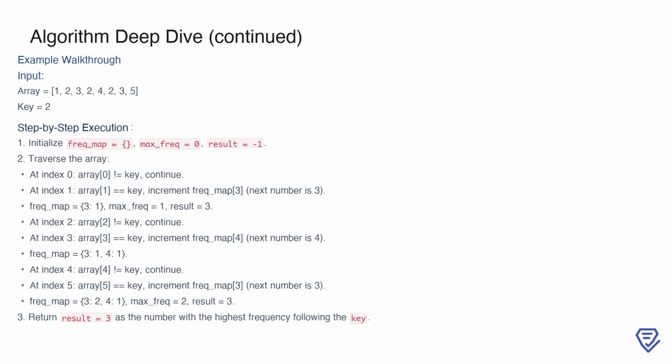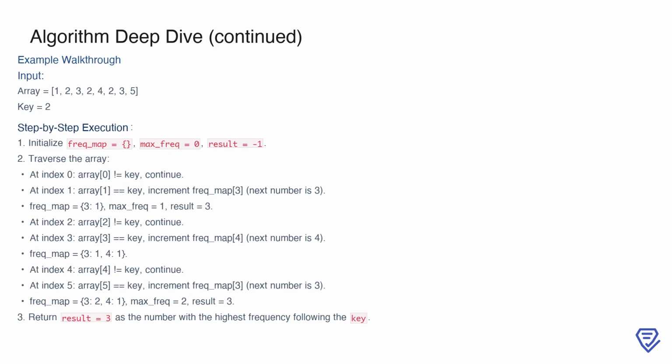Let's walk through an example to see how the algorithm works in practice. Suppose we are given the array 1, 2, 3, 2, 4, 2, 3, 5, and the key is 2. We start by initializing an empty frequency map, a max_frequency of 0, and a result of -1. As we traverse the array, we skip indices where the current value is not the key. At index 1, we find that the value is equal to the key, so we look at the next number, 3.